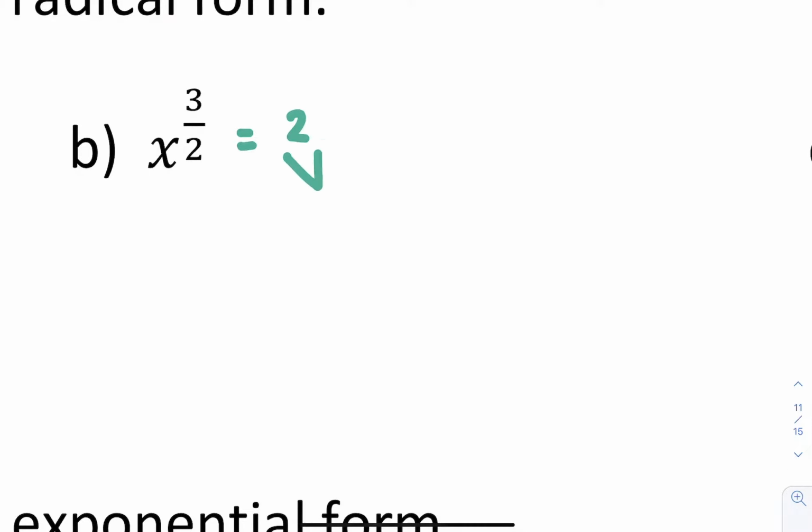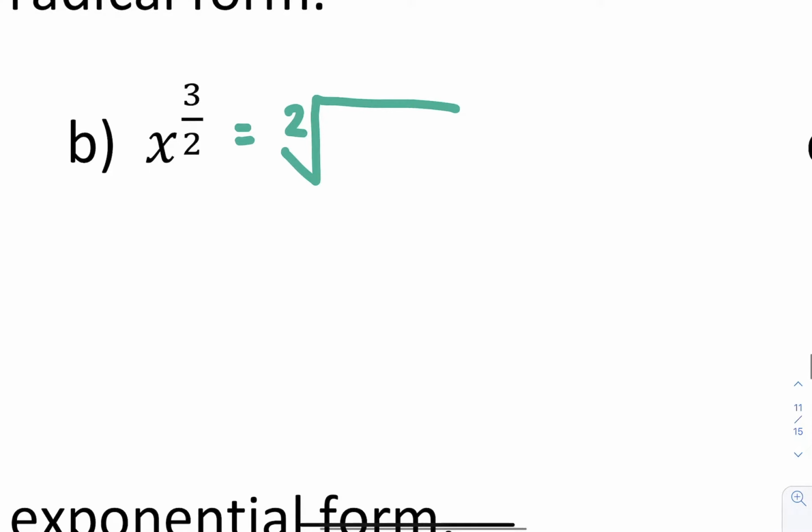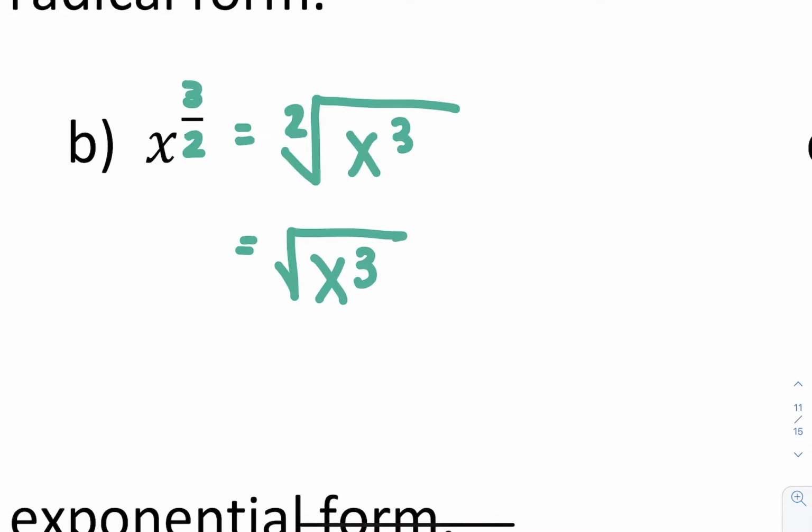For this next one, x to the 3/2, I'm just going to write this as the square root, remember we don't usually write the 2, but I will for this case, of x cubed. So I write 3, 2, and then I write 2, and then 3. So I can rewrite this as just the cube root of x cubed.